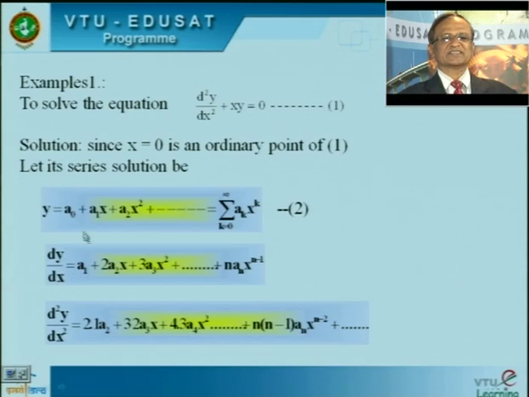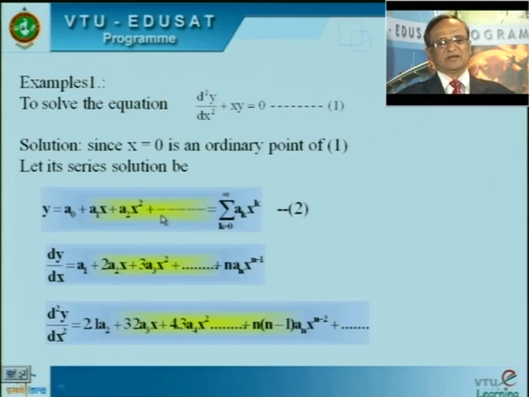Now I will differentiate this equation. So dy by dx is equal to, the first term is constant and it becomes 0. The second term is not constant, so I keep a1 as it is. The derivative of x with respect to x is 1, that's why I have written a1 only. Plus a2 into x square, the derivative of x square is 2x, that's why I have written 2 times a2 into x.